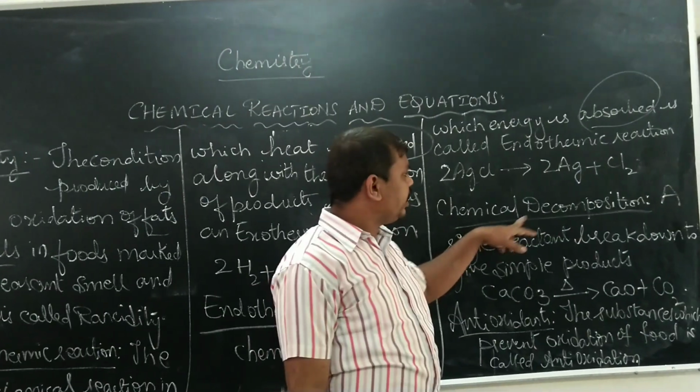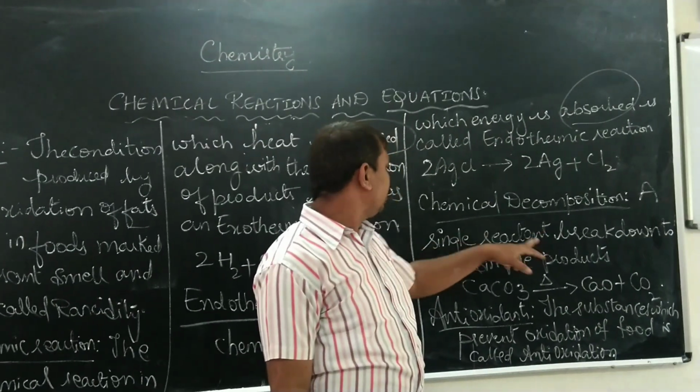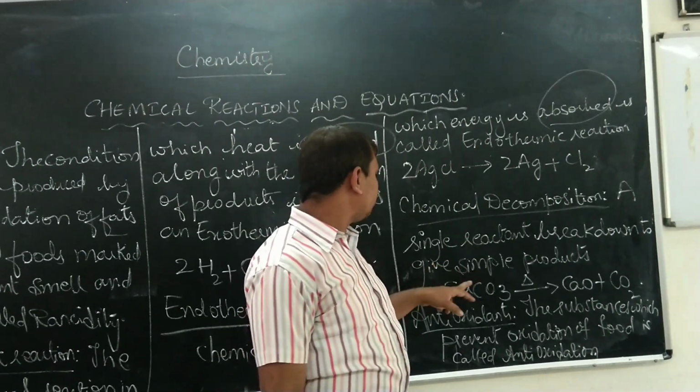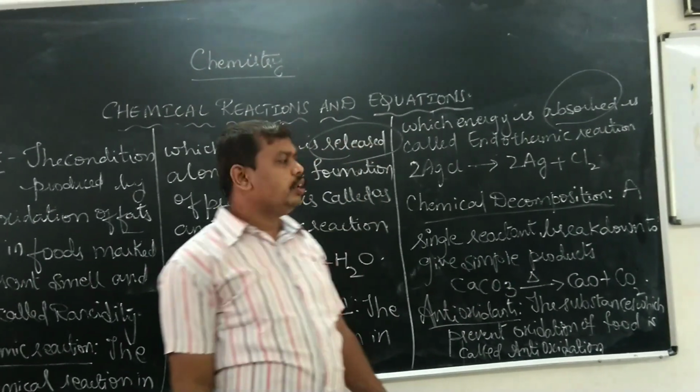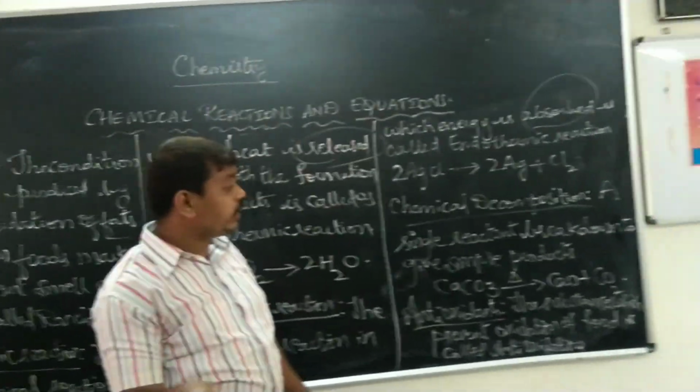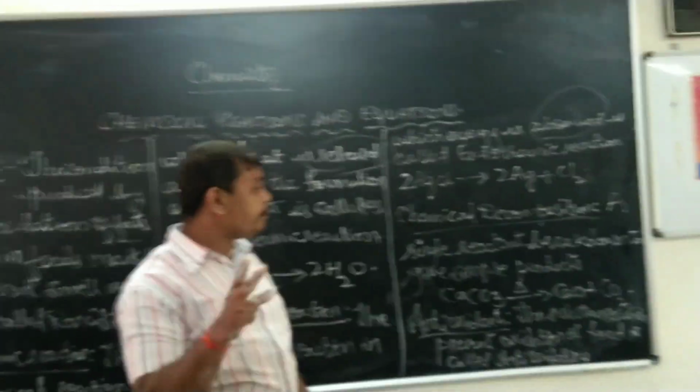Okay, chemical decomposition next. A single reactant breaks down into simple products. So what is that? A single reactant is broken down into simple products.